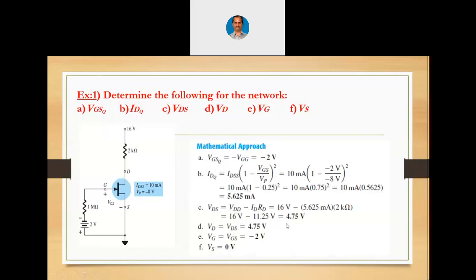Now the mathematical approach. VGSQ is minus VGG, which is minus 2 volts. Apply the Shockley's equation. IDQ is IDSS into 1 minus VGS by VP whole squared. IDSS is given 10 milliamperes. VGS is given minus 2 volts. So 1 minus of 2 by 8 whole squared, we get 5.625 milliamperes.